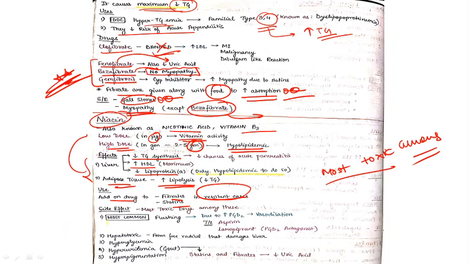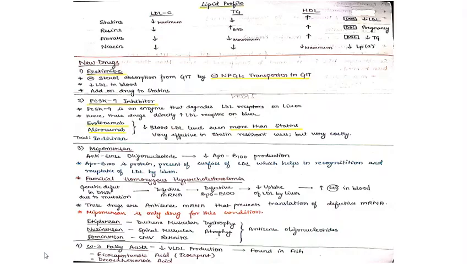Now coming to side effects. The most common side effect is flushing, also known as niacin-induced flushing, and for that, as we have discussed, the drug of choice will be aspirin. Then it is also hepatotoxic, and causes hyperglycemia, hyperuricemia and hyperpigmentation. So these are the common side effects associated with niacin. Very important side effects.